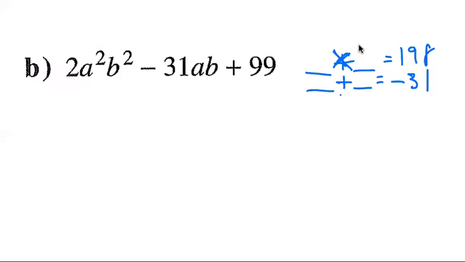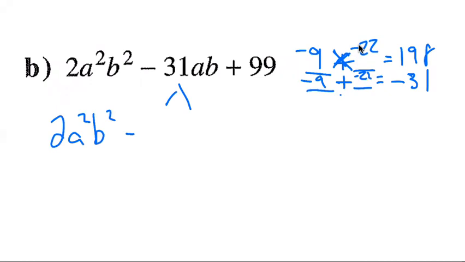Those two numbers, after some searching, are going to be negative 9 and negative 22. So I'm going to decompose: 2a squared b squared minus 9ab minus 22ab plus 99.